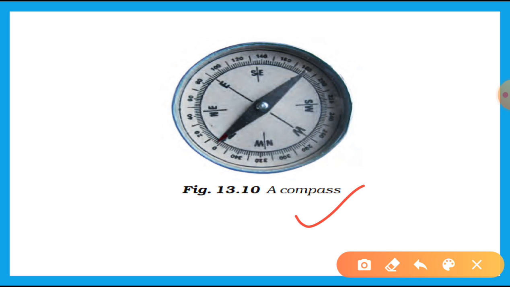Here you can see in the dial all the directions are mentioned. You can see here east, this is the west. In this manner, southeast, southwest, northeast, northwest, and this needle is aligning in the north-south direction.